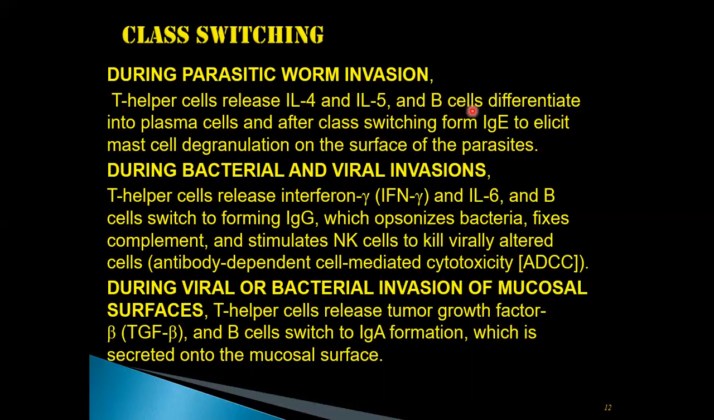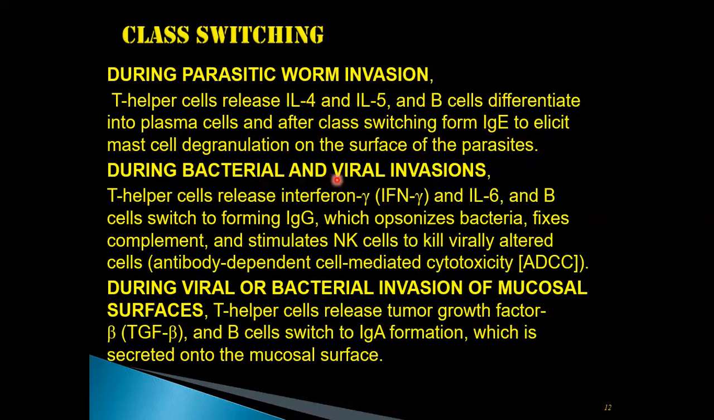And the B cells now differentiate into plasma cells and they release what? Immunoglobulin E. And this immunoglobulin E, now what does it do? It binds to the mast cells, degranulates them on the surface of the parasite. So the parasites are killed now.